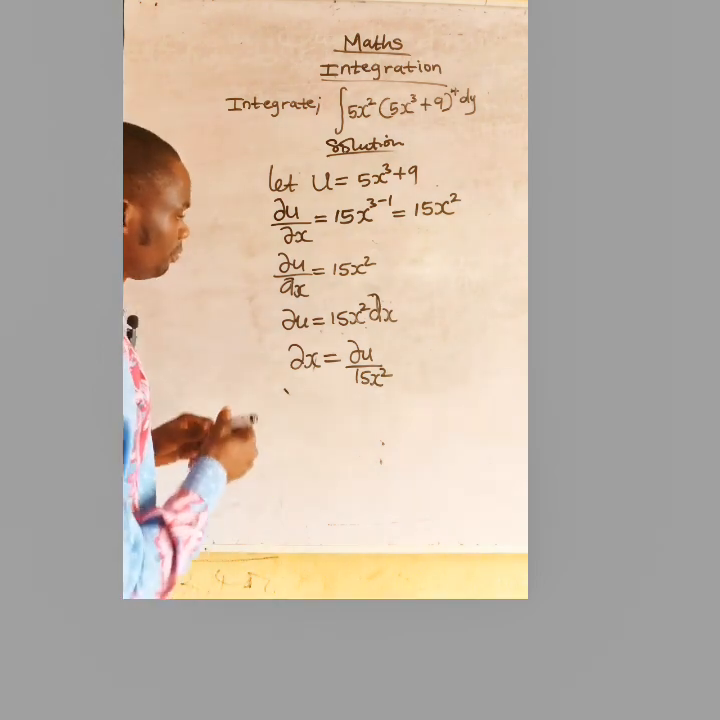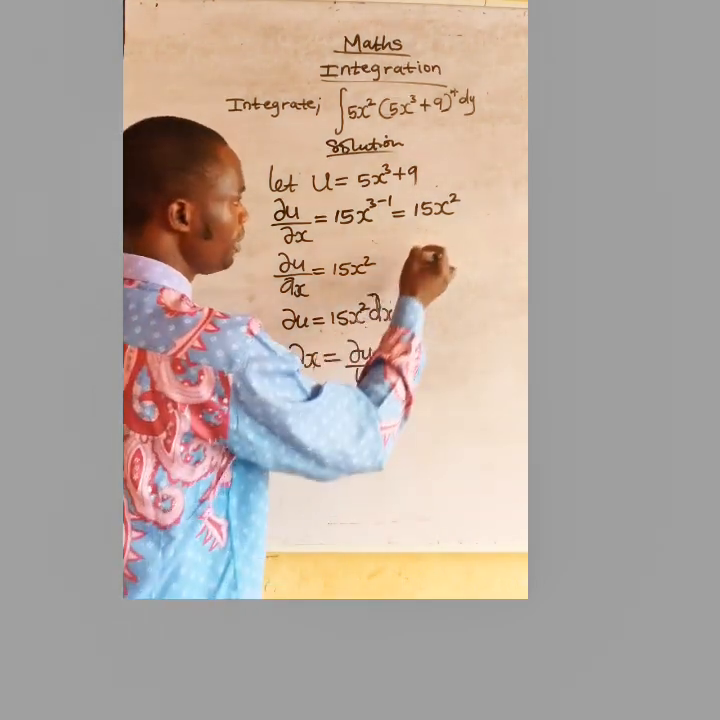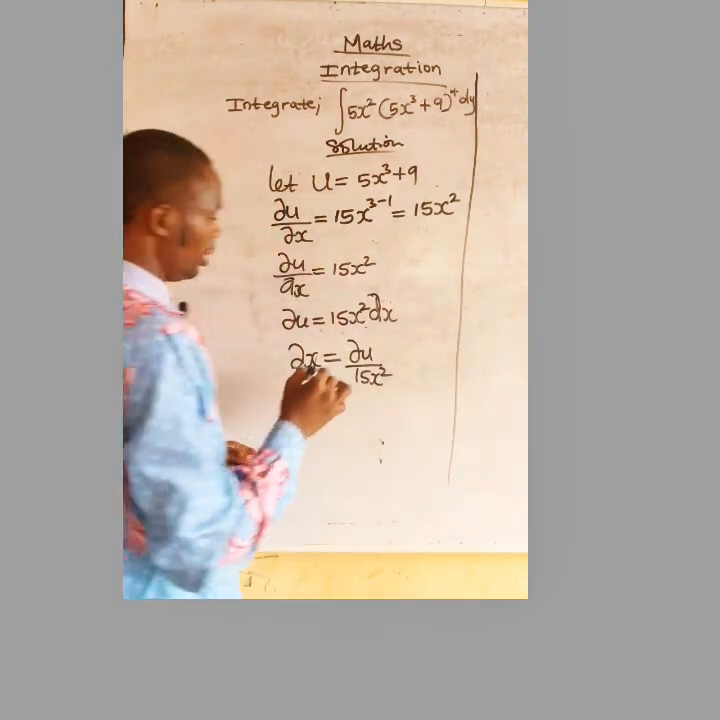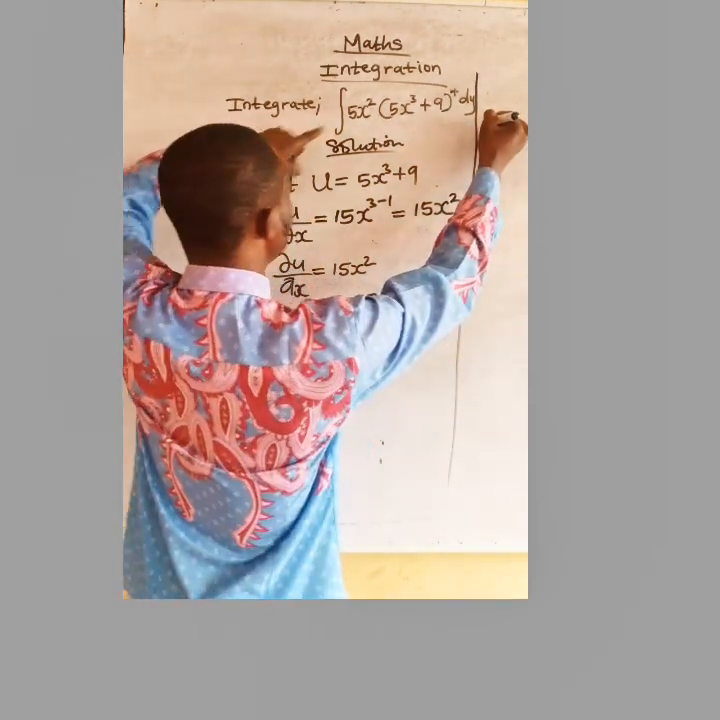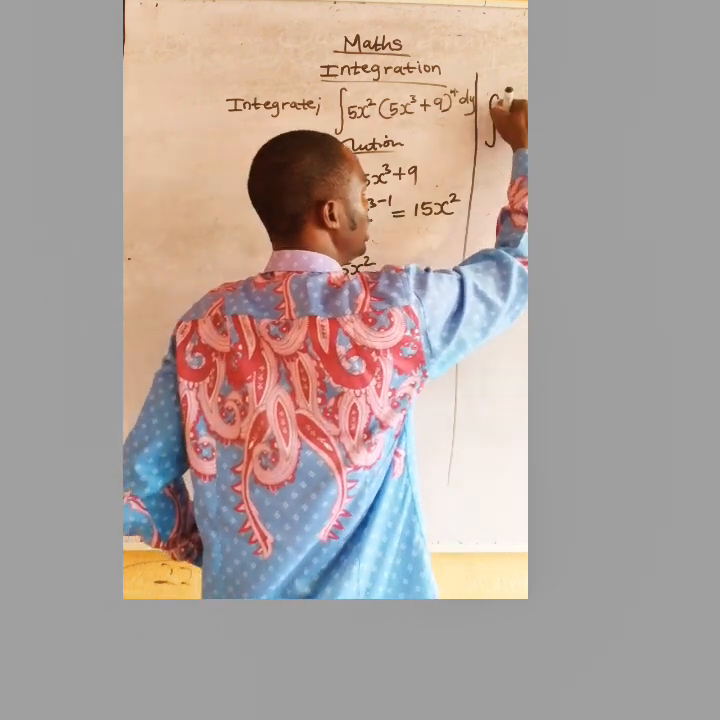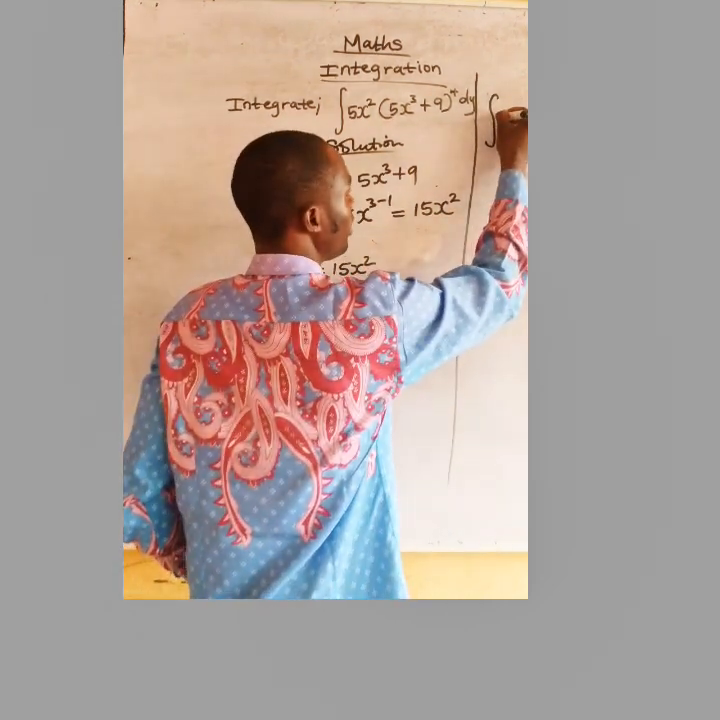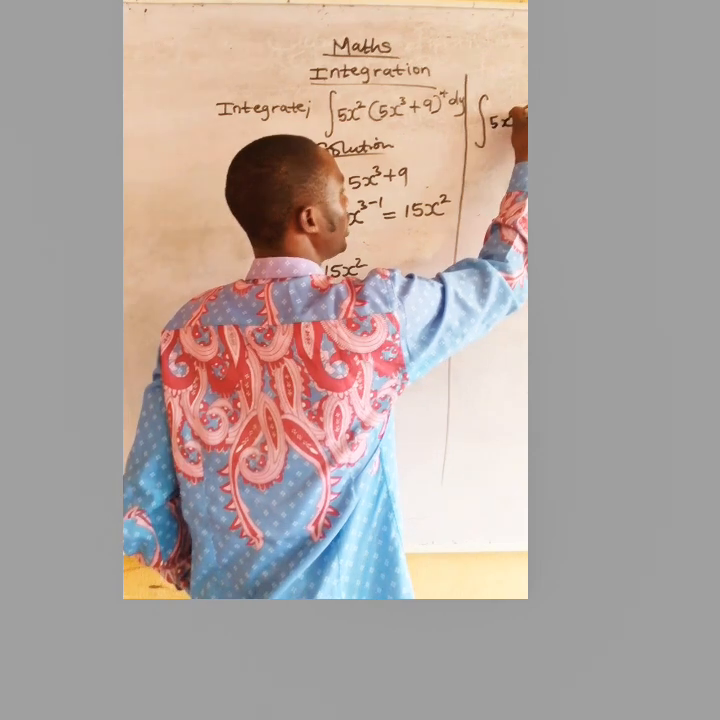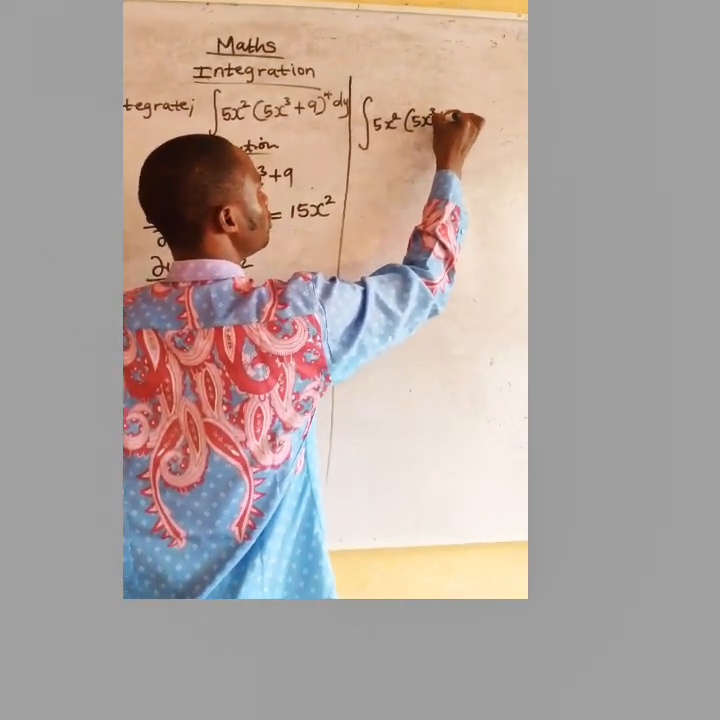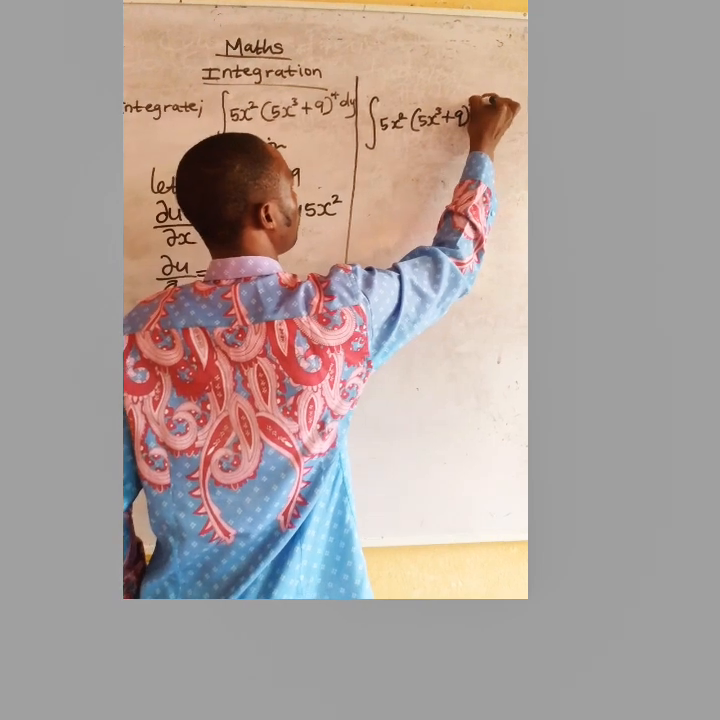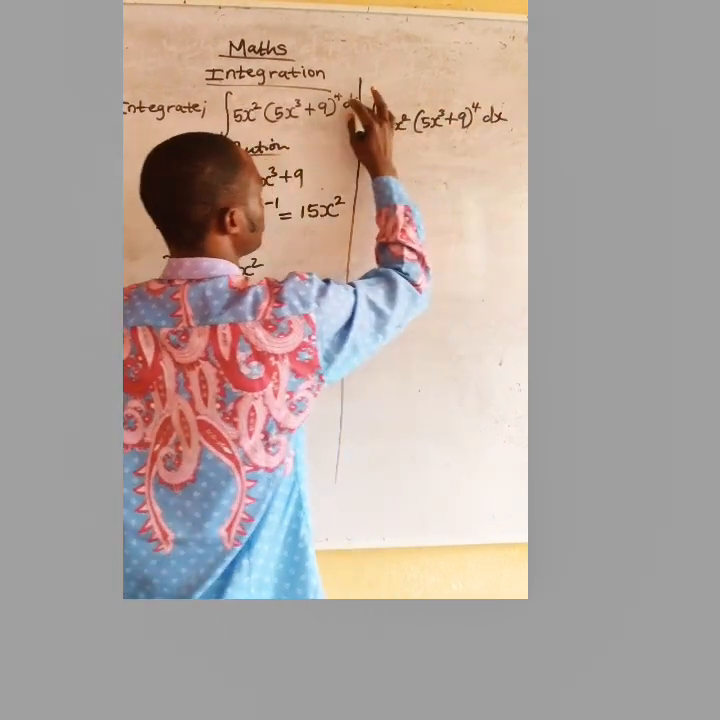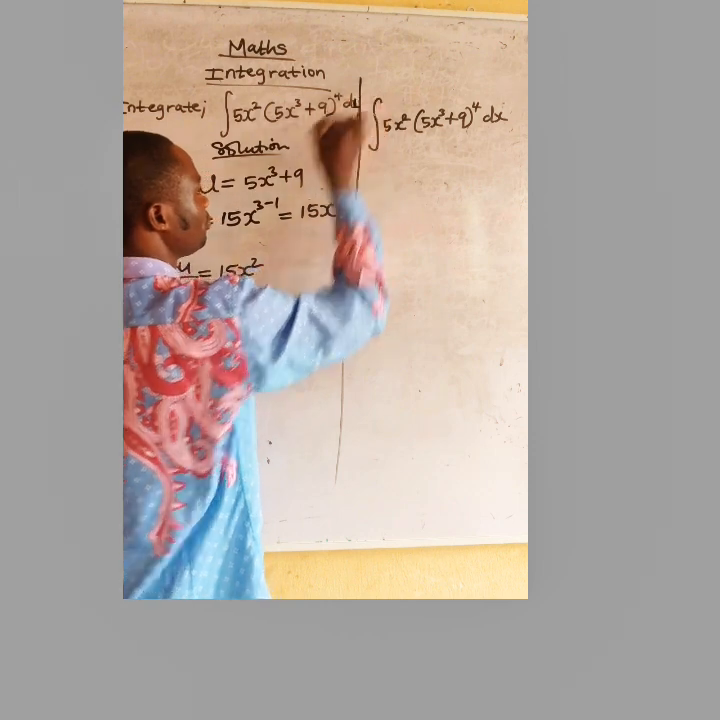Now look at this. Let me continue from here. Just follow me. I just need to bring back the function as integral sign 5x squared, then open a bracket, 5x cubed plus 9 raised to power 4. Then the dx. Of course, this is the dx here.